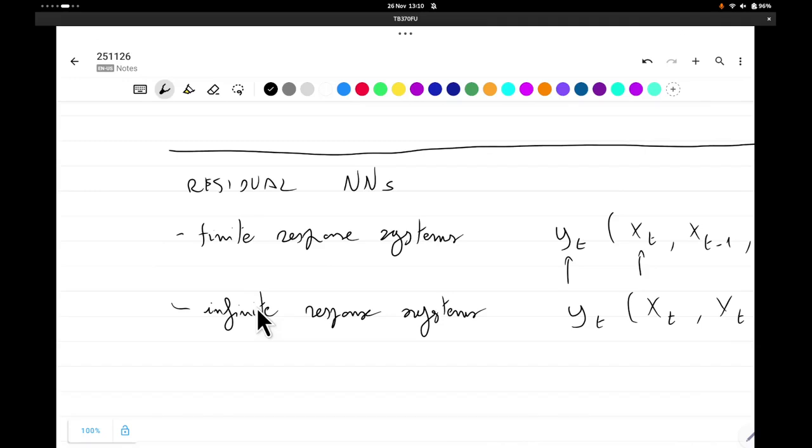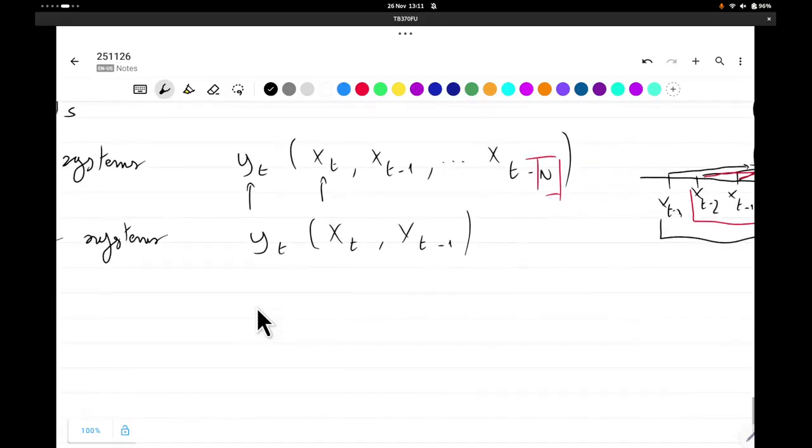Oh, residual. Okay, completely. Sorry. These are recurrent networks. Is that where the recursion starts appearing?